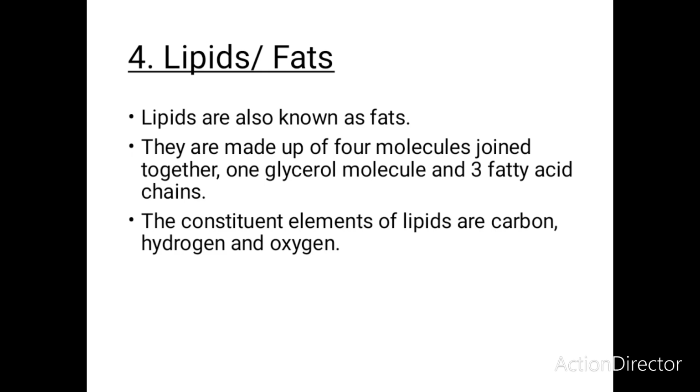Our next essential chemicals are lipids. So lipids are also known as fats. They are made up of 4 molecules that are joined together, 1 glycerol molecule and 3 fatty acid chains. And the constituent elements of lipids are carbon, hydrogen, and oxygen.